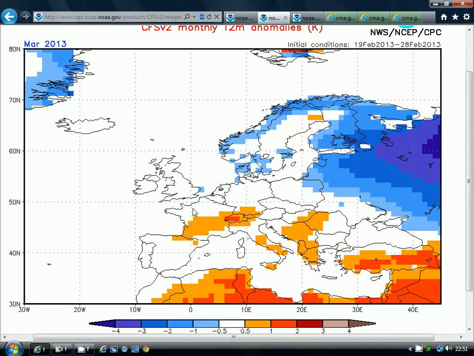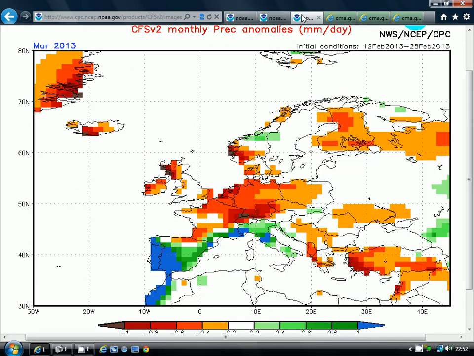So the temperature prediction from the CFS model is that we're going to have average temperatures this month, near normal temperatures. We're in the white colours there. That indicates temperatures around the season average. It is going to be a colder than average month if the prediction is right, across much of the north, and a milder than average month down to the south of the country.